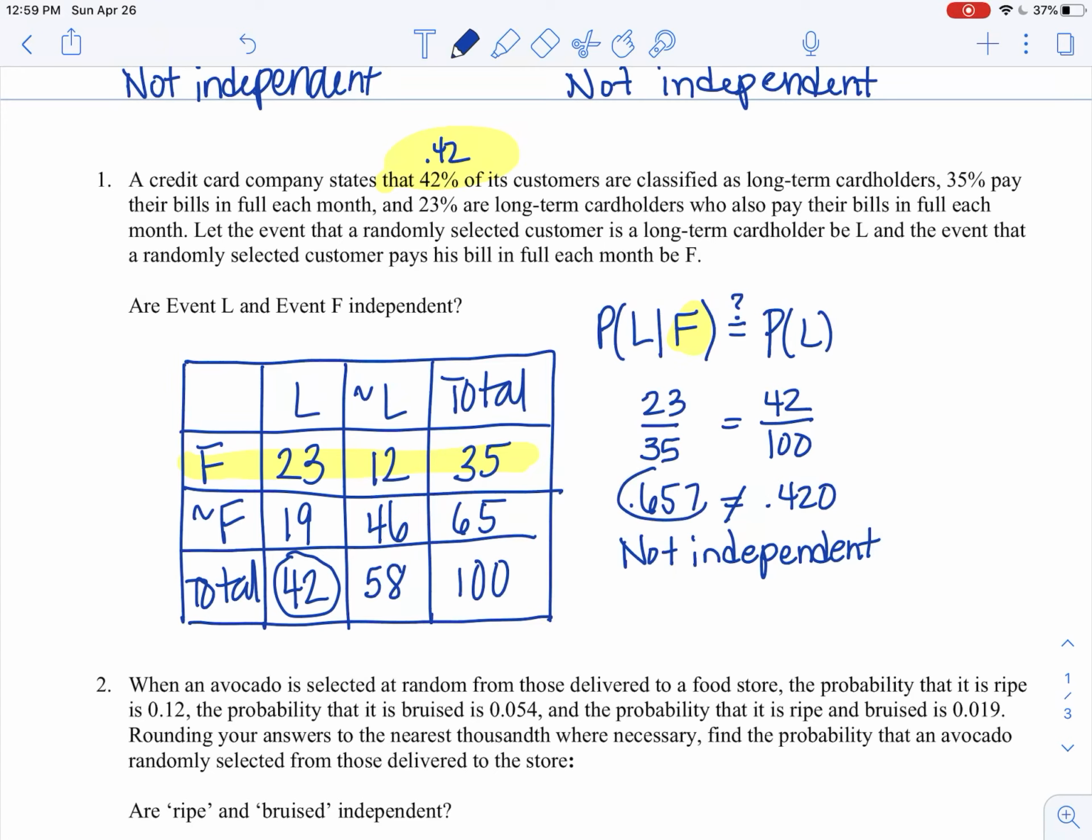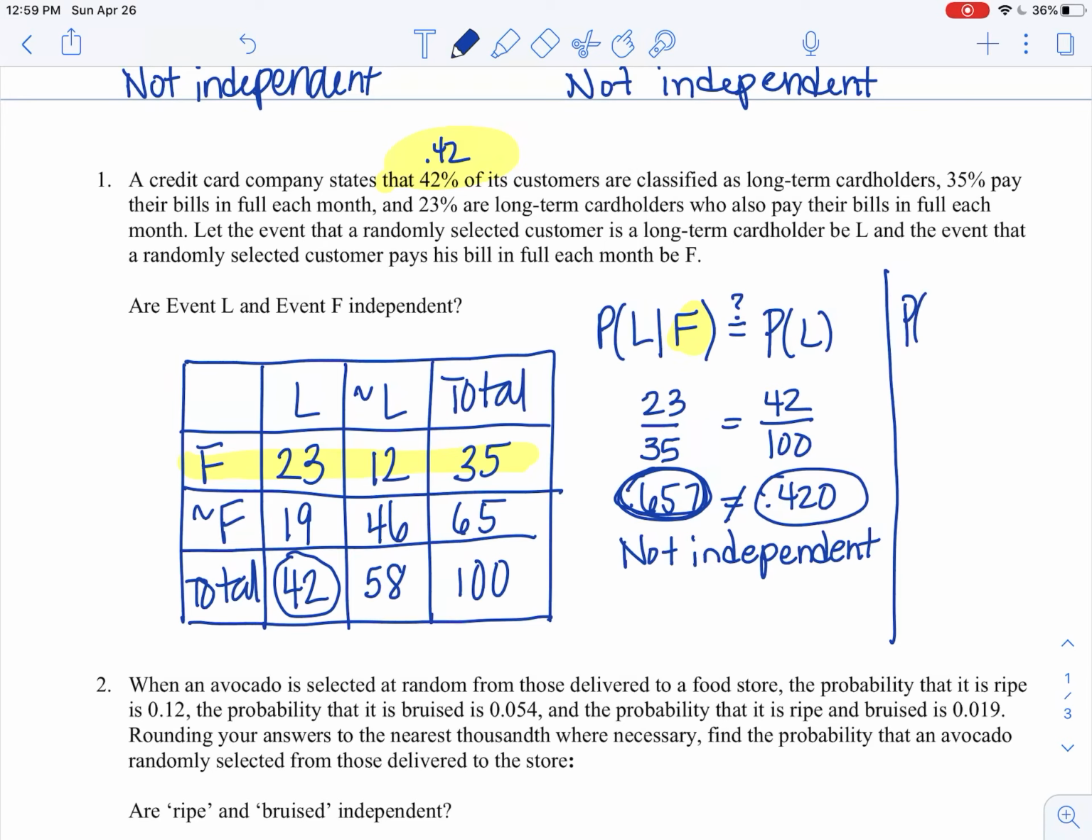Okay, so what this is honestly telling you is that 65% of people who pay their bill in full every month are long-term cardholders, while among people who are long-term cardholders, there's only 42%. There's a much higher chance that if you choose from the group of people who pay their bill in full every month, those people are long-term cardholders. And again, these are all things that are eventually going to lead into statistics and data analysis if you were going to end up using something like this in the real world.